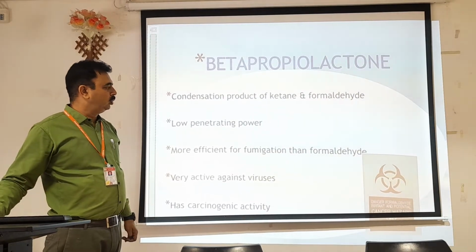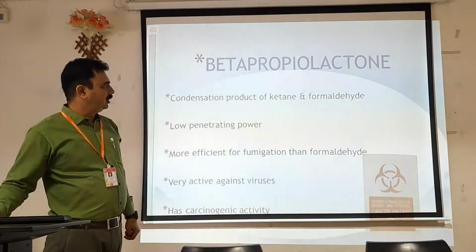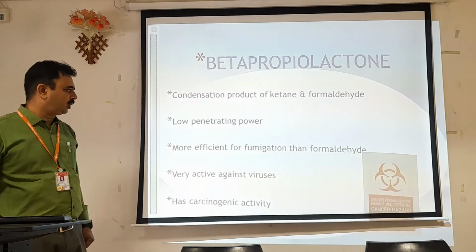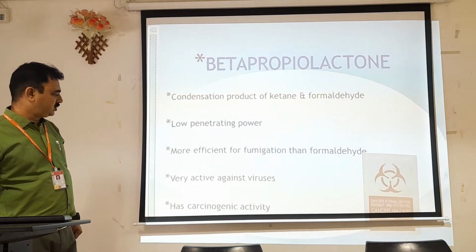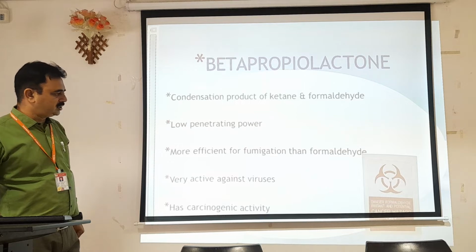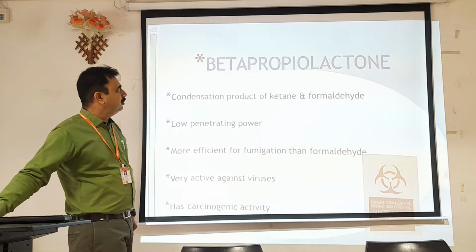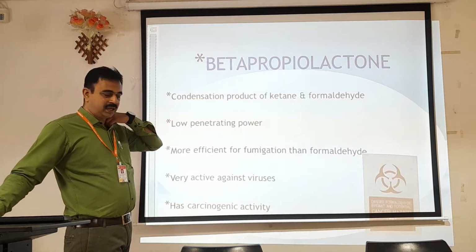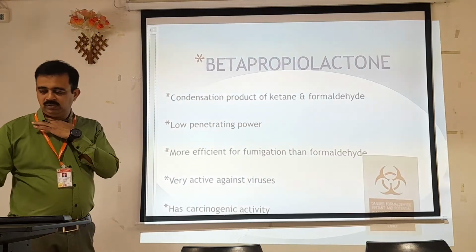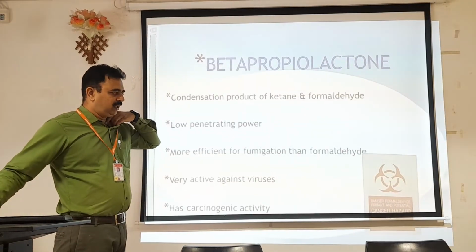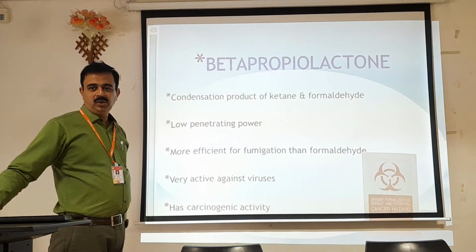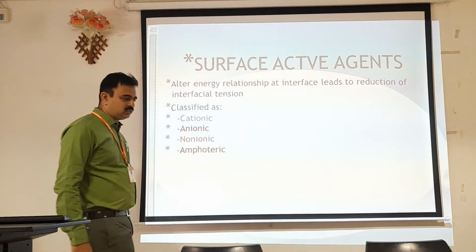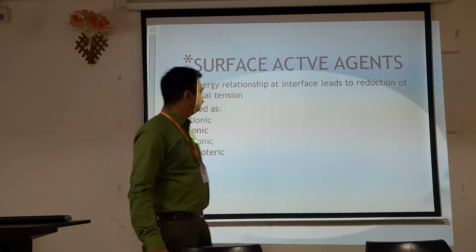Beta propiolactone is a condensation product of ketones and formaldehydes. It has low penetrating power, is more effective for fumigation than formaldehyde, and is very effective against viruses, but has carcinogenic activity. So this is a carcinogen, but ultimately it is very effective against viruses. So in terms of viruses, beta propiolactone can be utilized.